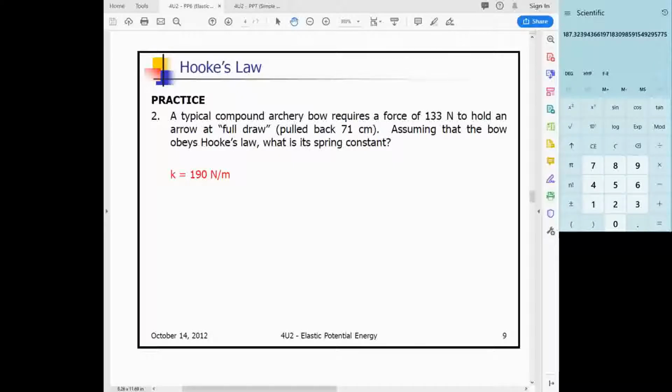We end up with 187. And we round to two significant digits because the 71 is our limiting measurement here. 71 has two significant digits, so we have to have two significant digits in our answer. If it was 71.0, then we would write this as 187. But in this case, it's only 71, so we write 190 as our final answer for this problem.